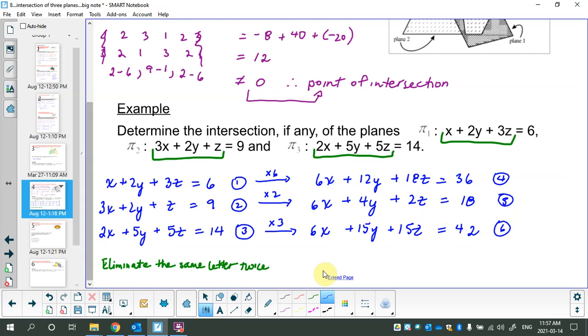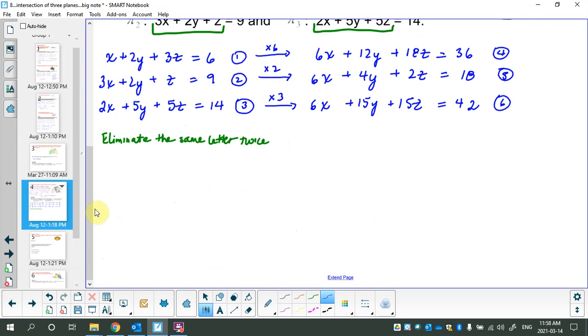So I, for fun, and only because I've got them right above each other, I'm going to take 4 minus 5, and that way I won't have to jump. And then I'm also going to take 5 minus 6. So I'll put those results right here. So 4 minus 5. 6 minus 6, eliminated. 12 minus 4, 8y. 18 minus 2, 16z. 36 minus 18 is 18, and that's number 7.